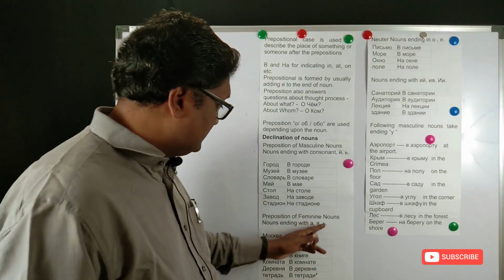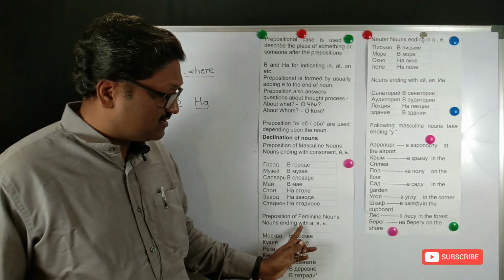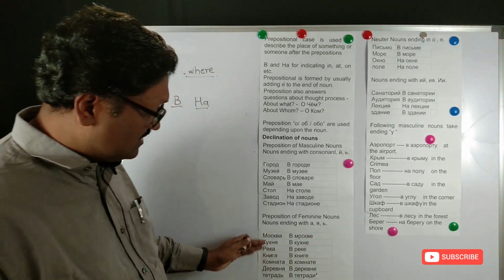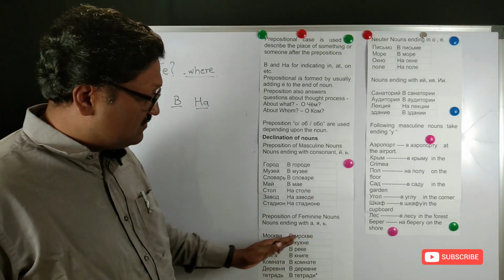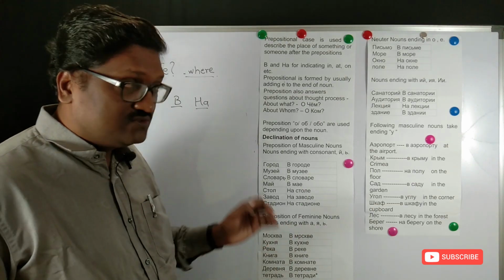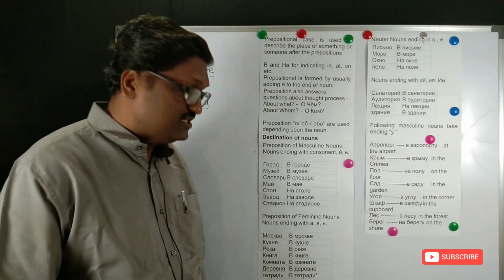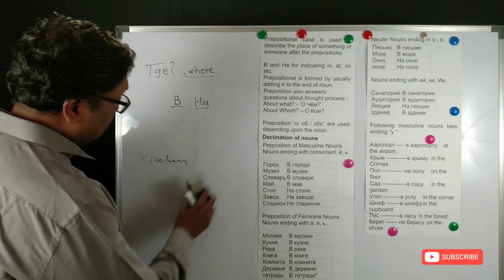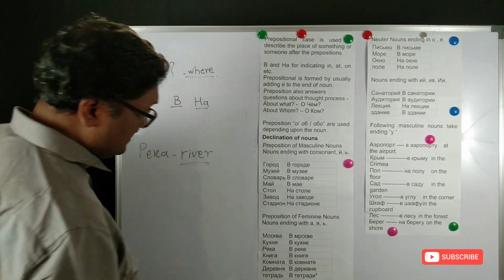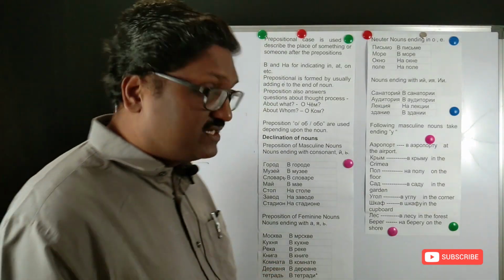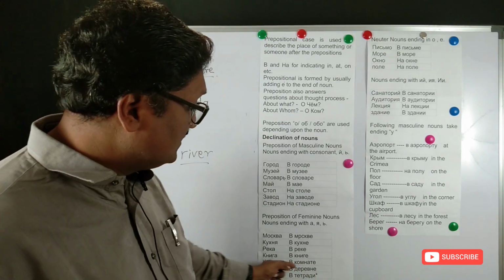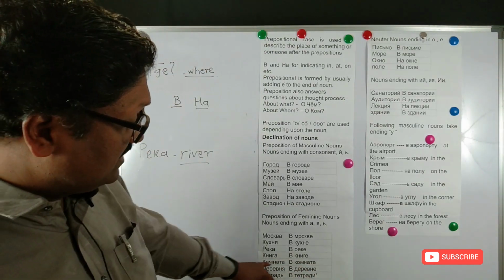Nouns which are ending with a, ya and soft sign are called feminine nouns. These are Moskva, here v Moskve. We have seen ya zhivu v Moskve. Kukhnya is a kitchen, okay, v kukhne. Reka is river, v reke, in the river. Kniga, v knige. Book, in the book. Komnata, v komnate. Room, in the room.